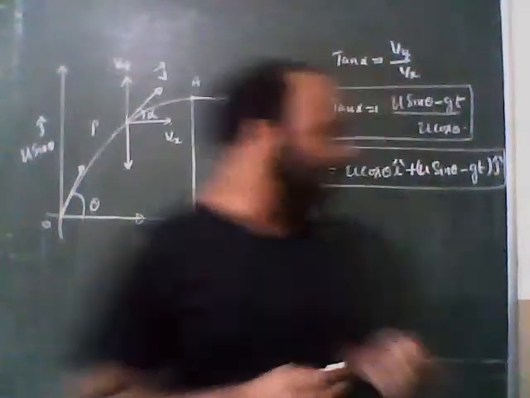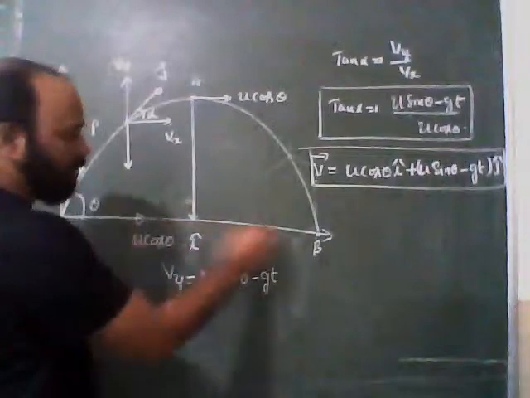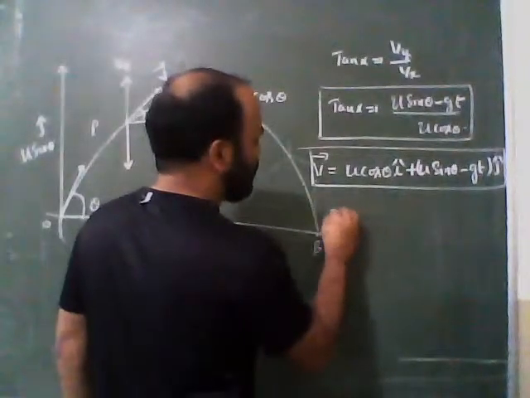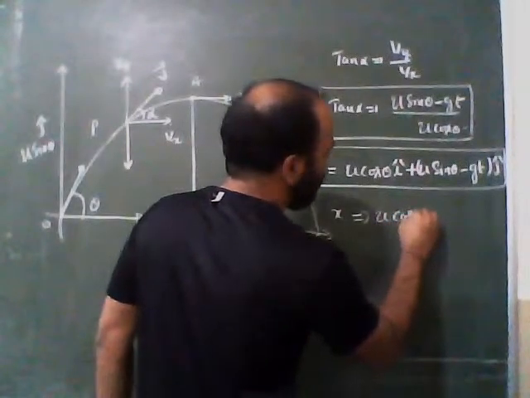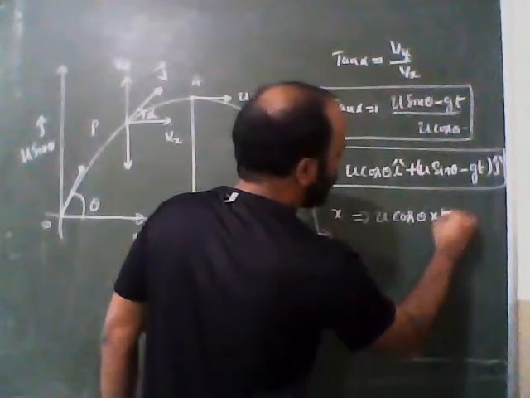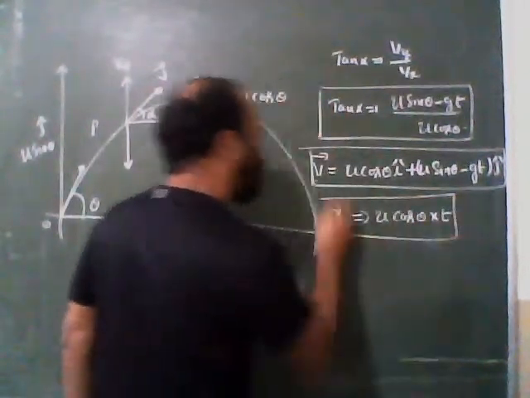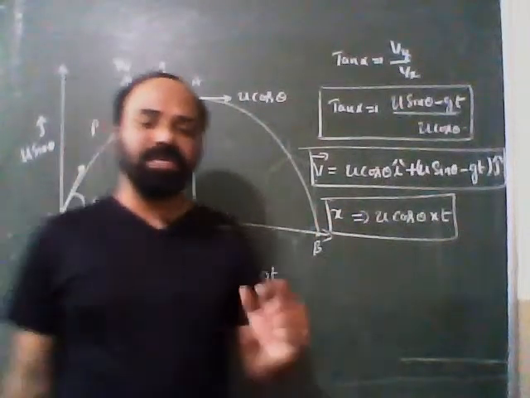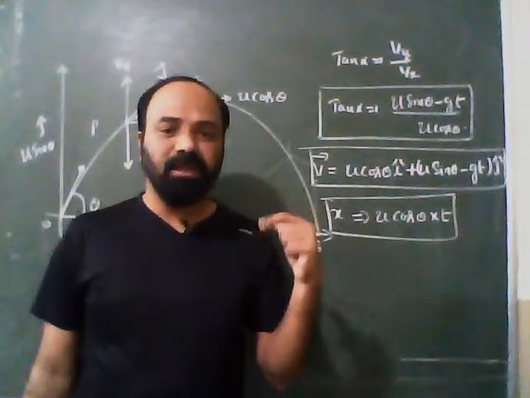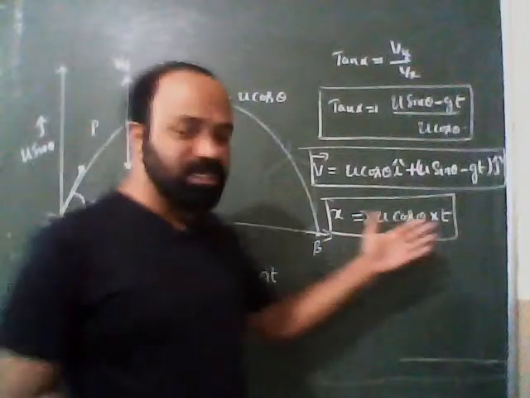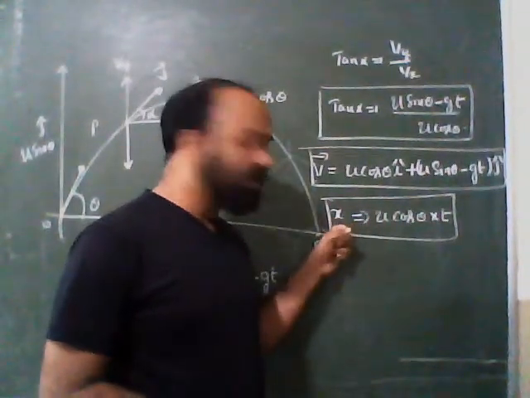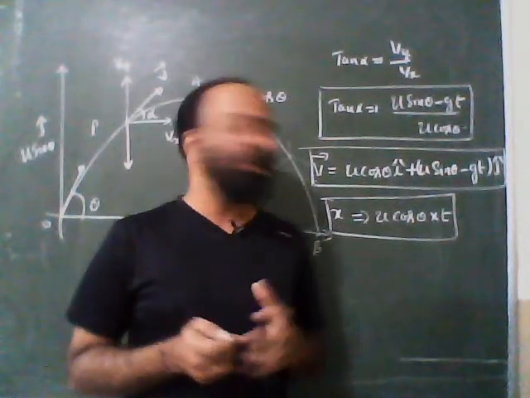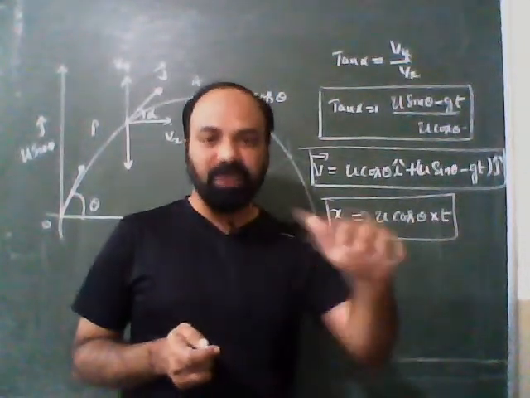What does parabola mean? In the last class we learned what horizontal displacement is. We can write horizontal displacement as x equals u cos theta into t. This is the formula to find the horizontal displacement of a projectile at t seconds. If you take t equals 1, this equation gives the displacement of a particle after 1 second along the horizontal direction.